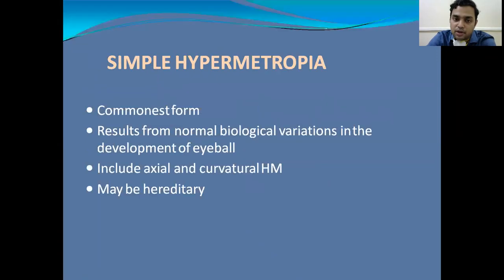In case of simple hypermetropia, it is the commonest form. It results from the normal biological changes during the development of the eye. There is no underlying pathology here, but it is manifested simply because of the biological variations in the development of the eye, that is, decreased axial length and decreased curvature of the cornea and lens. It may be hereditary, the genetic role is also present, but it is minimal. So this is about simple hypermetropia.